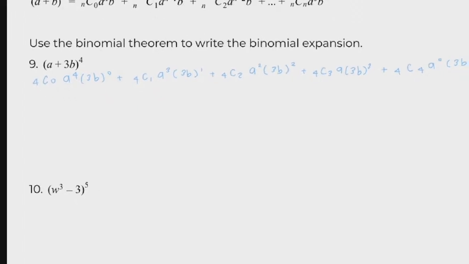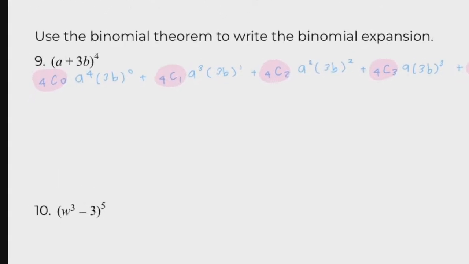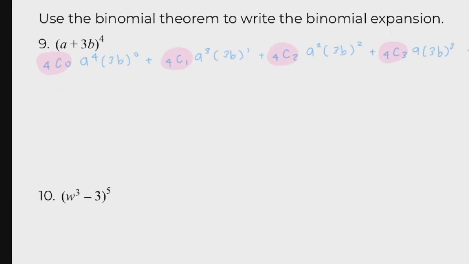So then you can use a calculator to figure out these here. Oh, let me use pink. So we can use a calculator to find these combinations. Or you could also use Pascal's triangle. It's going to be the same thing. But again, binomial theorem is used more for big exponents.